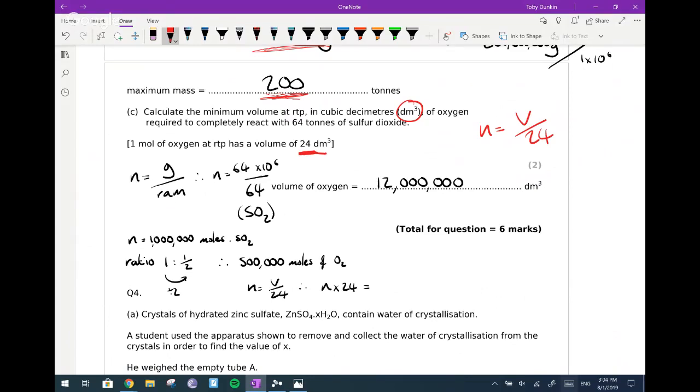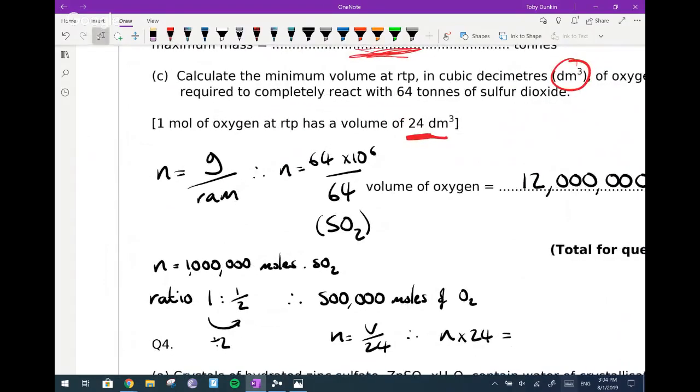Next, but the problem is, we were working in grams originally. Calculate the minimum volume in cubic decimeters of oxygen to react with 64 tons of sulfur dioxide. Right, that's tricky, because the first thing I've got to do is turn 64 tons into moles. So, grams over Mr. I'm going to do the same conversion again, over 64.